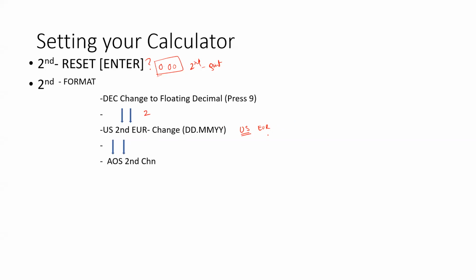Press second and press enter. It changes to euro now. So we are going to use this euro as our default date format. The US date format happens to be MM, then DD, and then YY. The European format happens to be DD, MM, and YY. So we're going to use this format for our calculation.